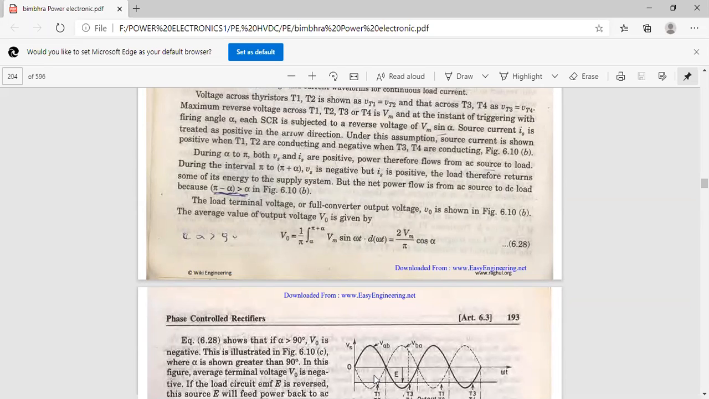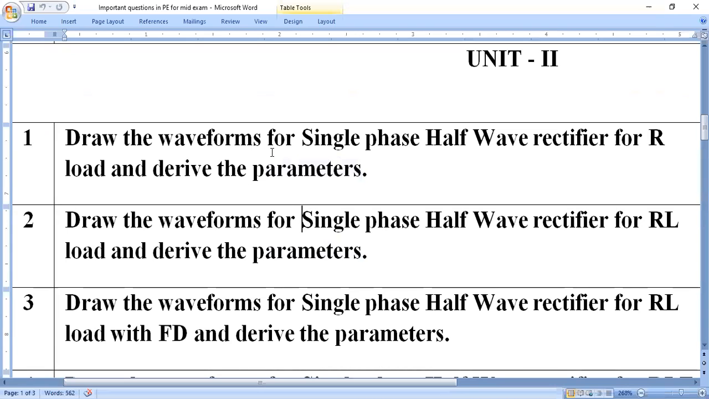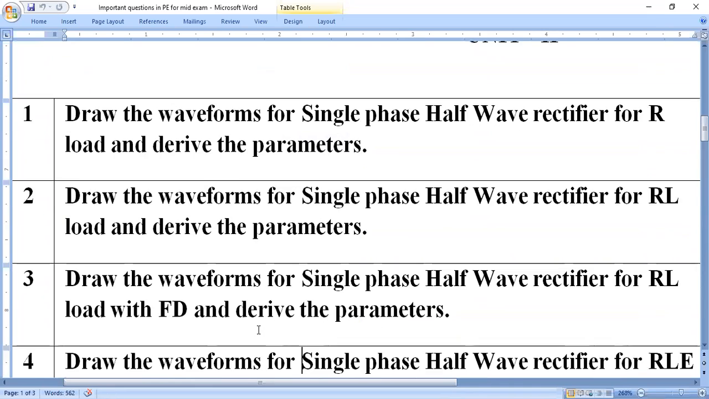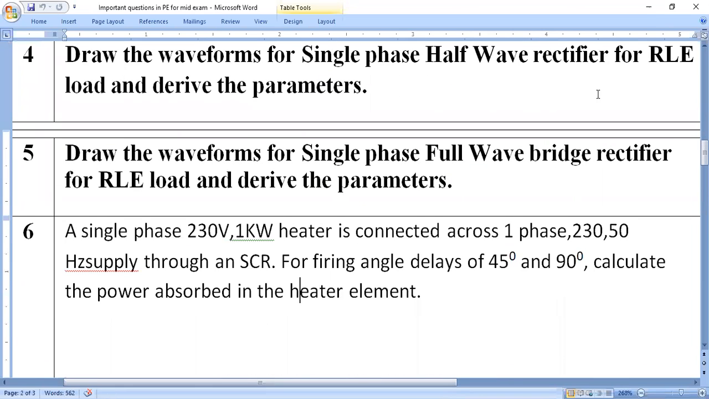So these are the 5 questions which I have given here. Draw the waveforms for single phase half wave rectifier for R load and derive the parameters. First one is R load, single phase half wave rectifier. Next, RL load, single phase half wave rectifier with freewheeling diode. Next question is single phase half wave rectifier for RLE load and derive the parameters. Next is single phase full bridge rectifier for RLE load and derive the parameters.